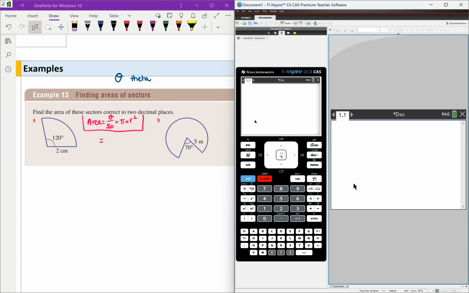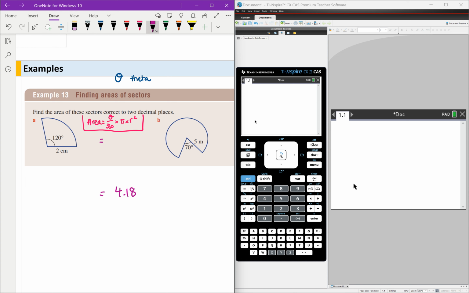Who have I chosen? Let's go with Jack. Jack, what was your answer for A? Example 13A. 4.18. Let's see if we got this correct. If you got 4.18, give yourselves a tick.